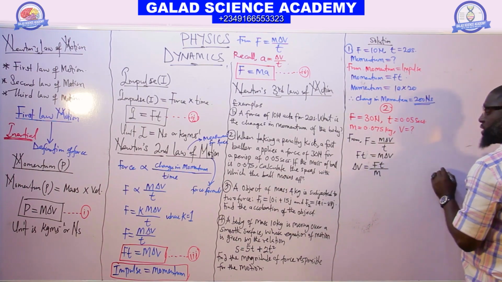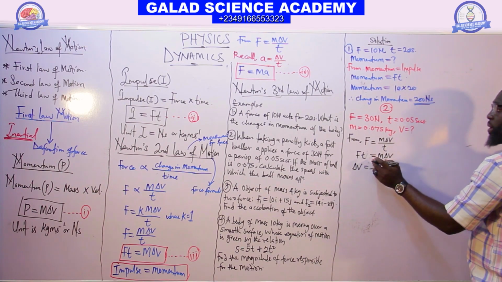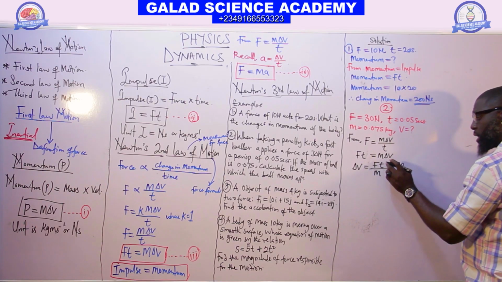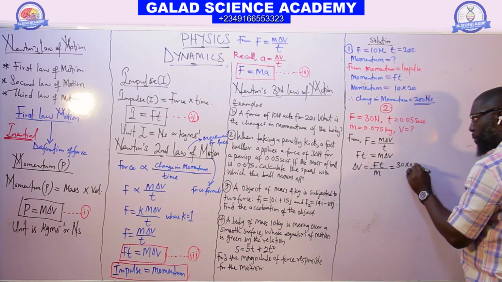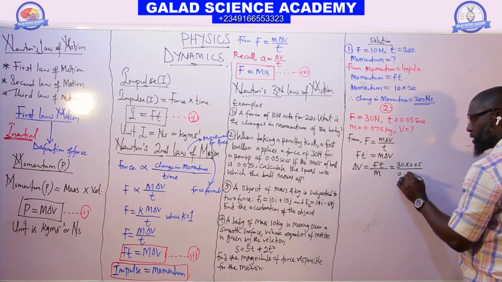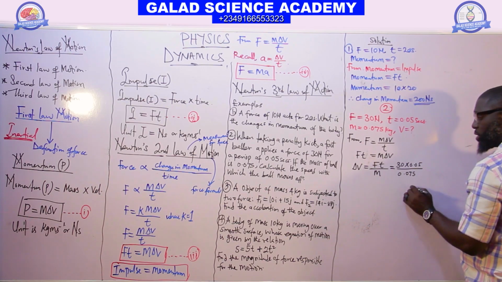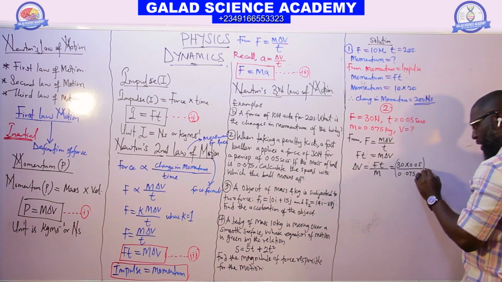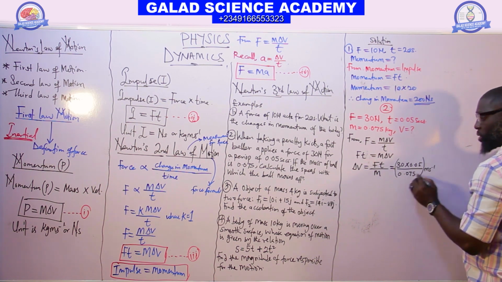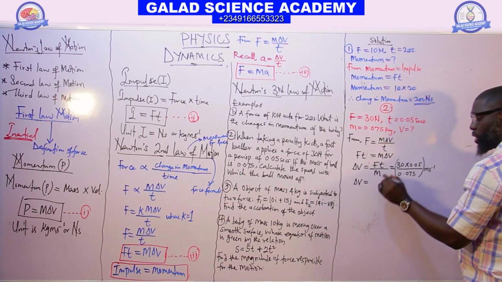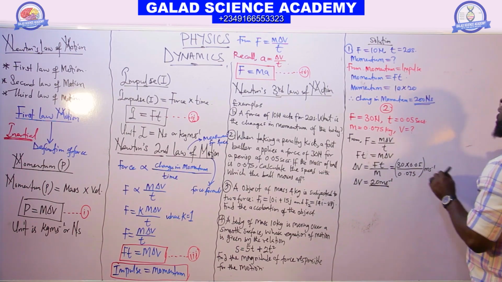So what is our Ft? Our force is 30, time is 0.05, mass is 0.075. Your final answer will be in meters per second. If you press your calculator, the speed of the ball will be 20 meters per second.